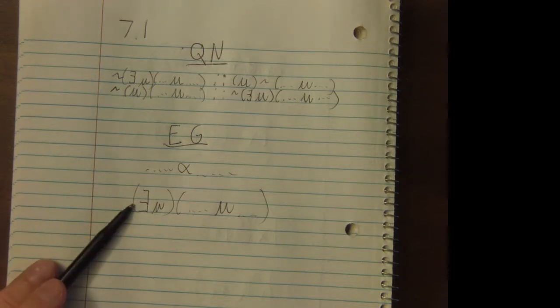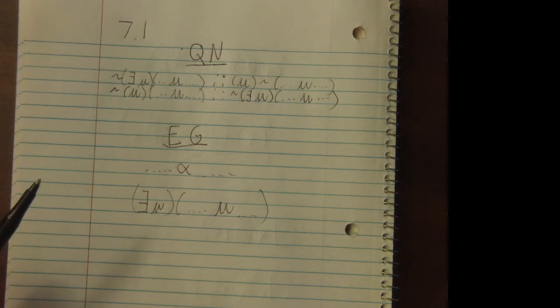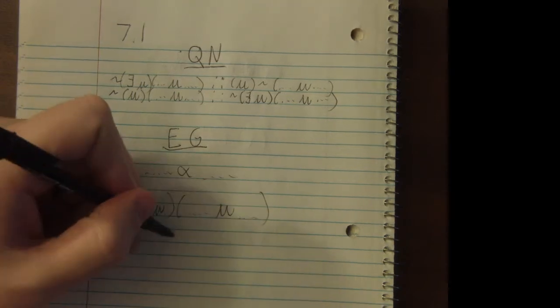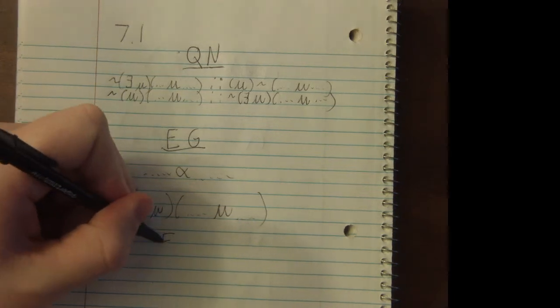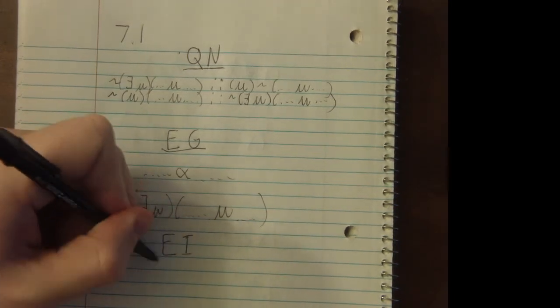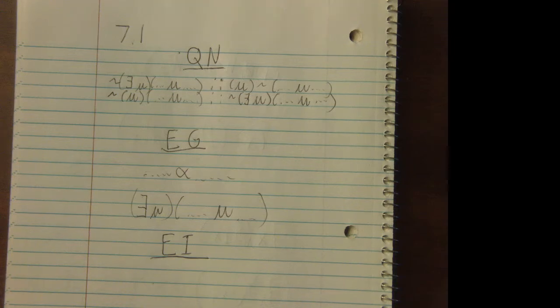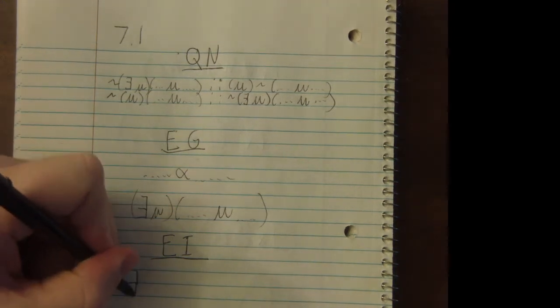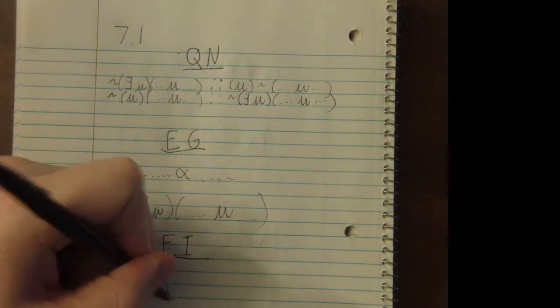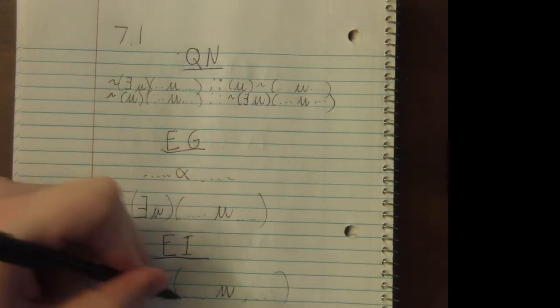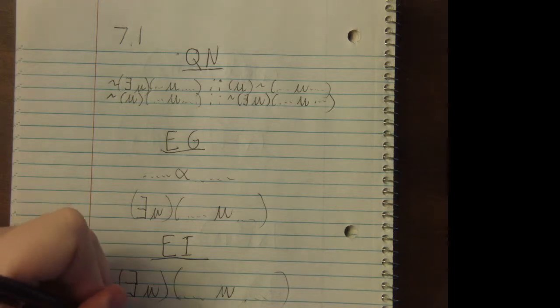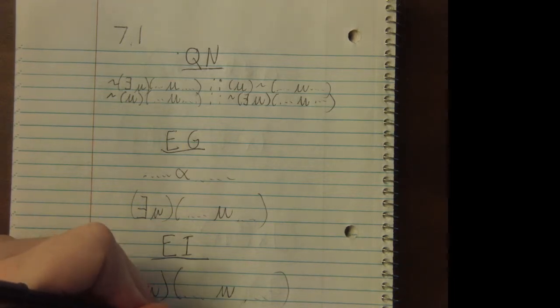So that's if I want to add an existential generalization. However, suppose instead I want to take one away. That's called existential instantiation. And think about what you're doing. You're going from, well, there's some mu such that blah, blah, blah, mu, to replacing that mu with a beta.